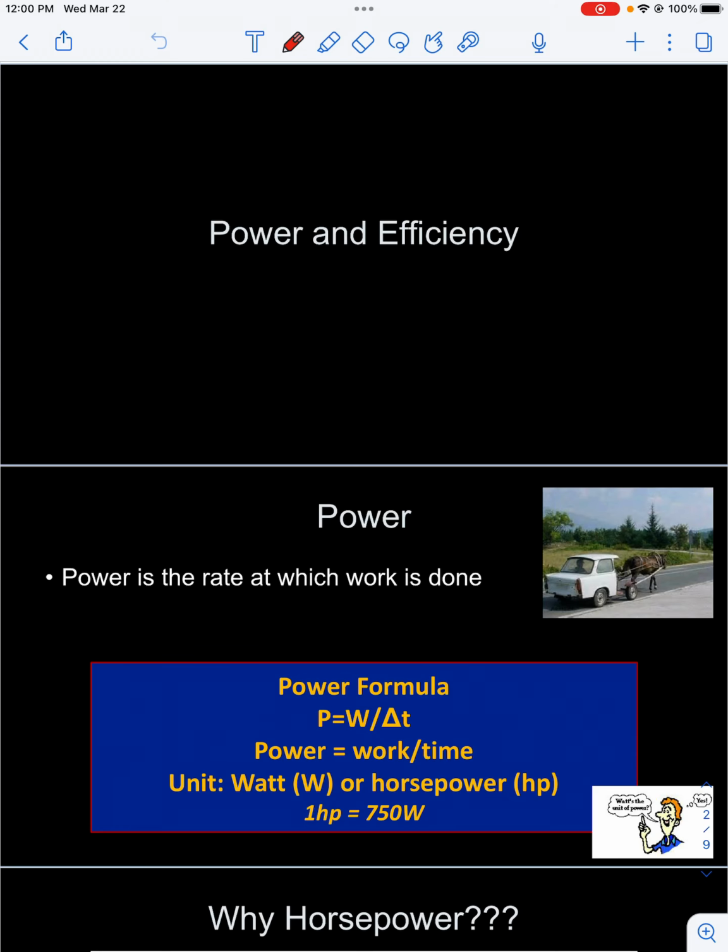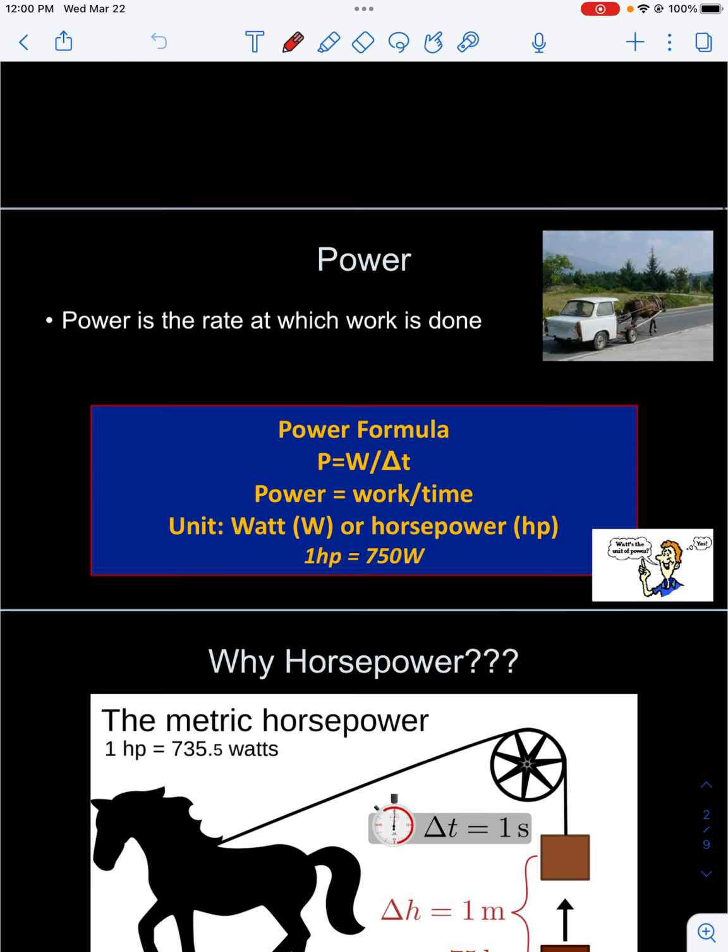We have been talking about work and energy, and we're still talking about all that. Power is the rate at which work is done. Whenever we have the rate of something, that means we're timing something. So now we are timing work: how long does it take the work to be done? Our first formula for power is power is equal to work over time.